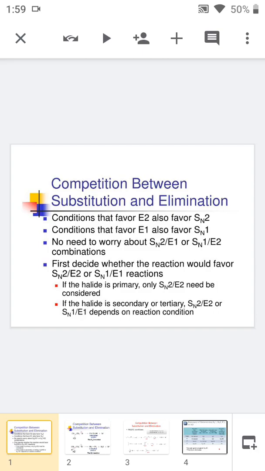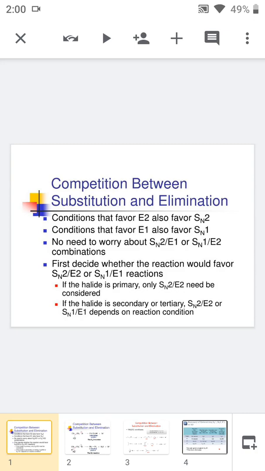Today we will discuss the competition between the substitution and elimination reactions. The conditions that favor the E2 reaction also favor the SN2 reaction, and all the conditions that satisfy E1 also favor the SN1 reaction. But do not worry about the competition between SN2 and E1 because the conditions are entirely different, and similarly for the SN1 versus E2 combination.